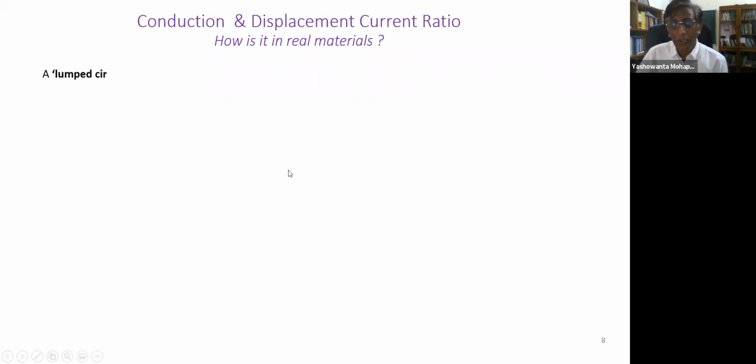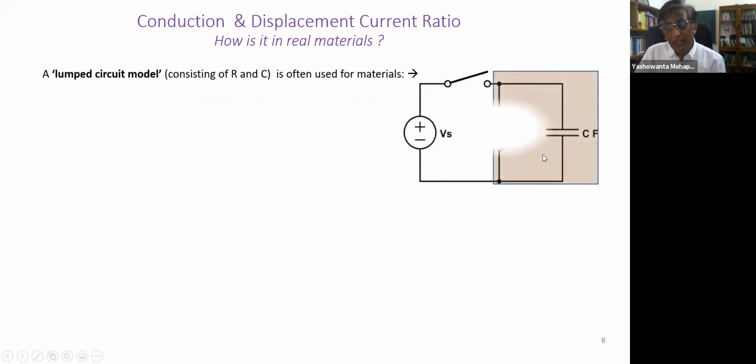Often in characterizing this, we do a lumped circuit model consisting of R and C. That is, the conduction current can be represented by a resistance, and the displacement current by a capacitor. Let's say this shaded portion is my material. You can think of it as having a resistive part and a capacitive part. When I apply a voltage and close the switch, there will be a resistance current, and a current through the capacitor if it is AC, of course. If it is DC, then of course this is blocked out.